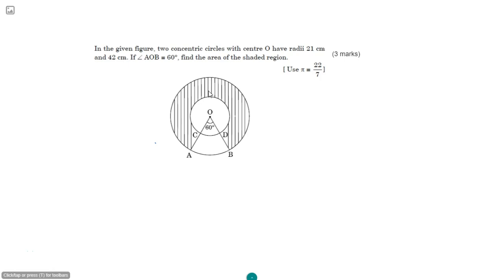Here is another 3-mark question. We need to find the area of the shaded portion of this circular ring. Since this angle is 60 degrees, the angle here is going to be 360 minus 60 or 300 degrees. In other words, you are asked to find the area of a circular ring which subtends an angle of 300 degrees. So this is similar to finding the area of a sector.